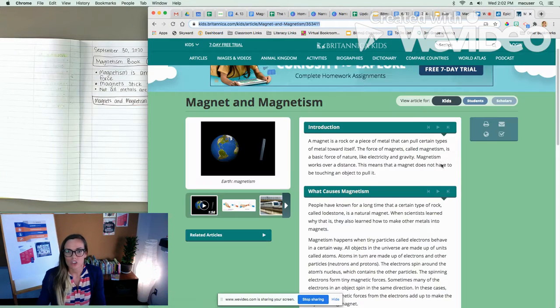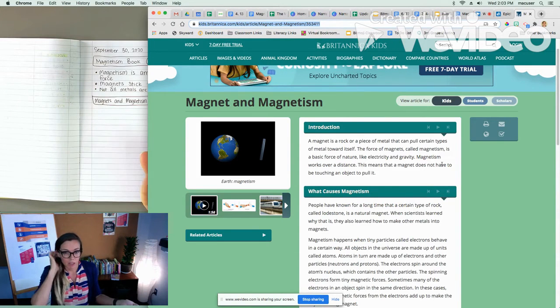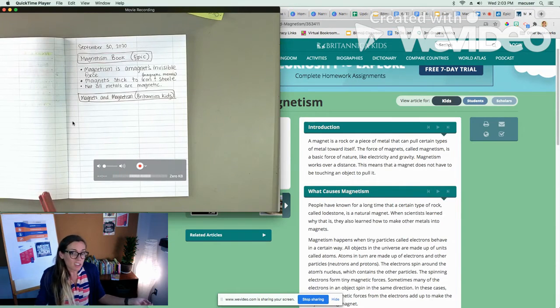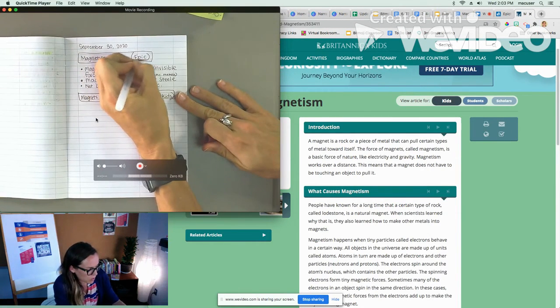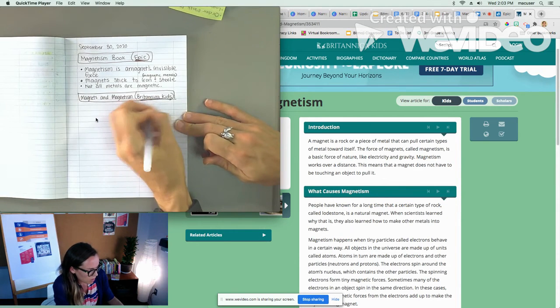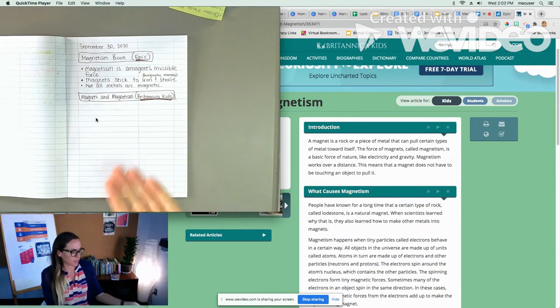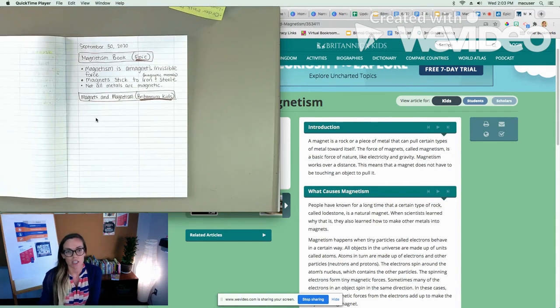Okay, so to keep this short, I am just going to read the introduction from this Magnets and Magnetism article. I have it written on my page here. I also, and this is important, wrote down the source. The source is where we're getting our information. My first source was the Epic Kids book, and my second source is this article from Britannica Kids.